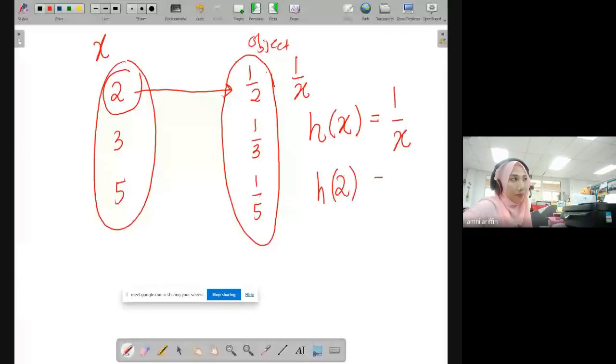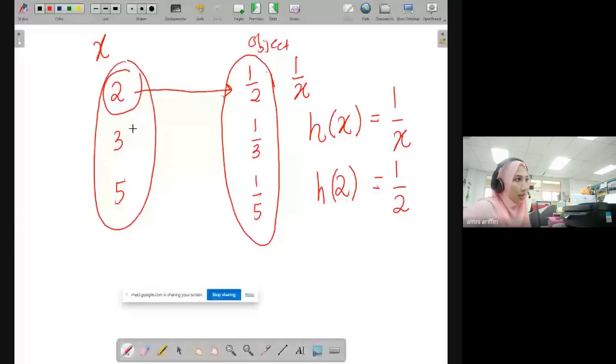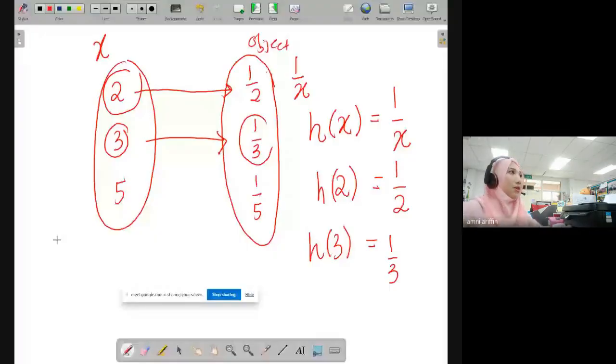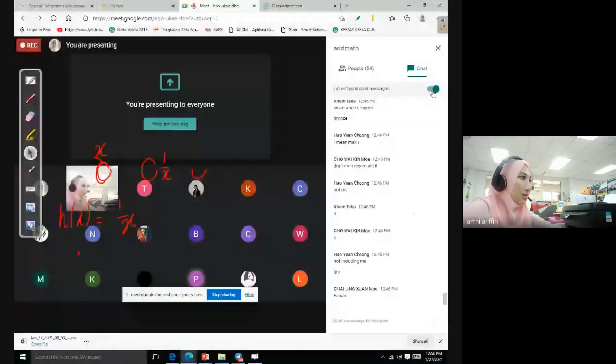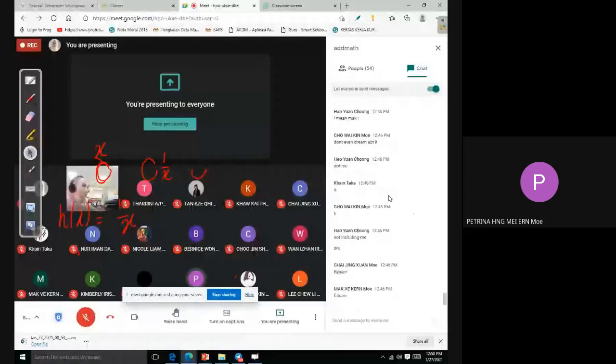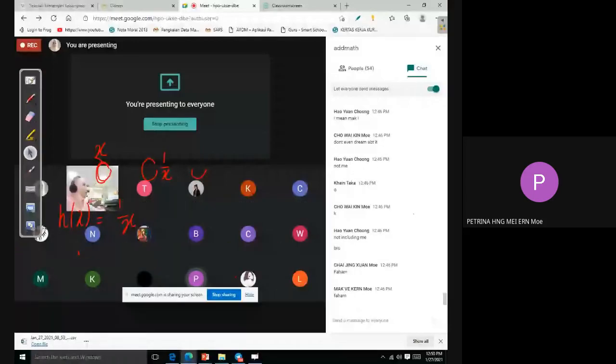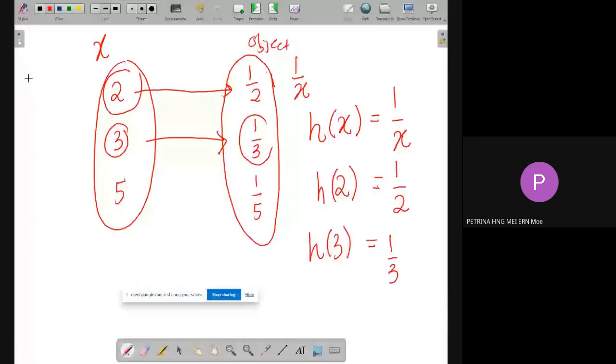Okay, faham? Kalau ini bila kamu nak tulis H3, dia punya object is 1/3. Okay, faham? Faham dah? Sekejap, baca in terms of X. That is why there's no number. So tak ada number kerana number replace dengan X.